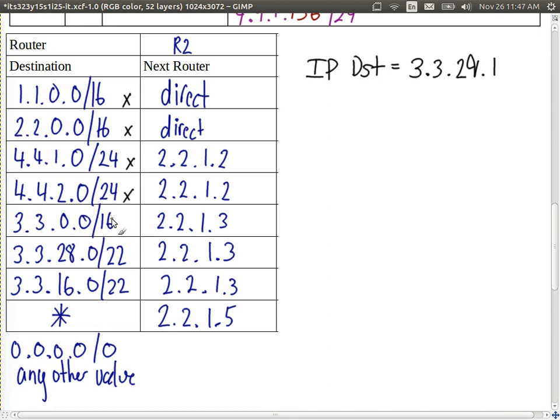Do the first 16 bits, 3.3, match with the first 16 bits of our destination? Yes, they would. 3.3 is the first 16 bits, but in decimal, and 3.3 are the same. So yes, this is a match. What about this one? Do the first 22 bits of 3.3.29 match 3.3.28?